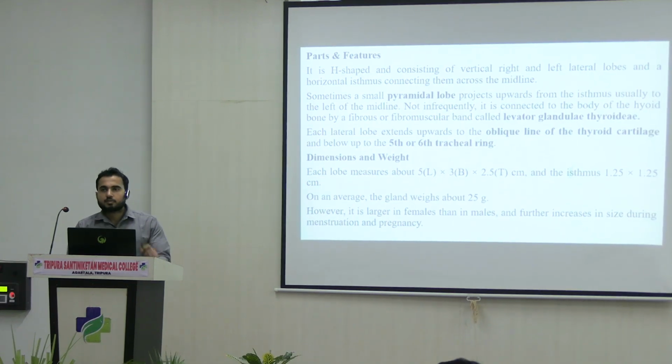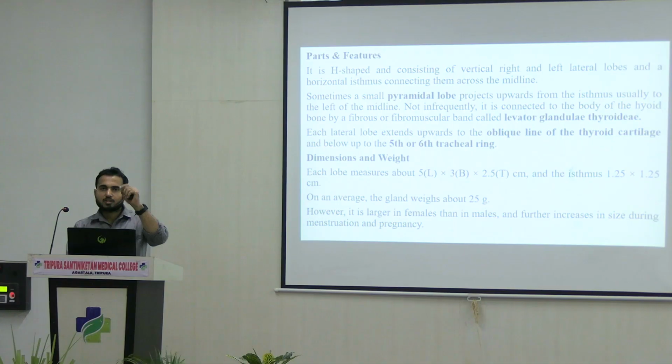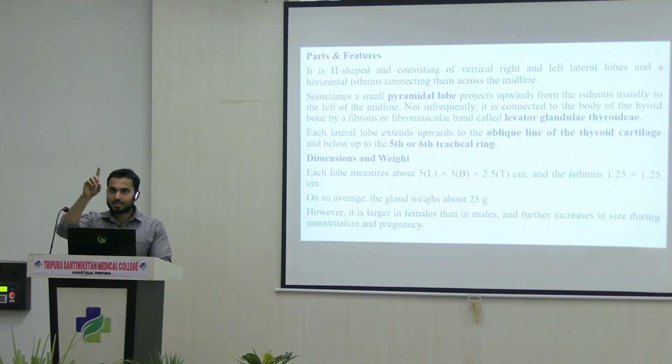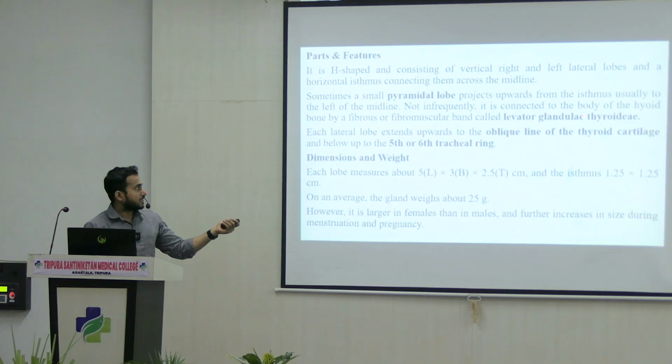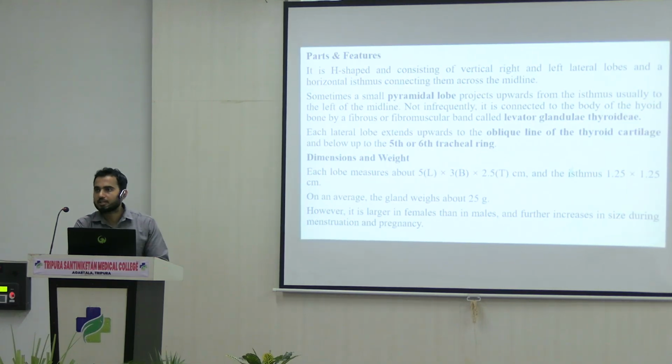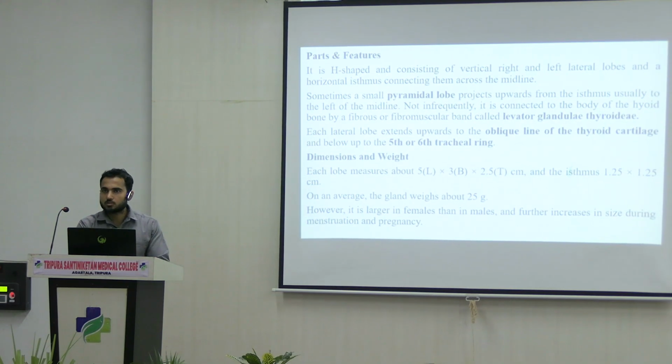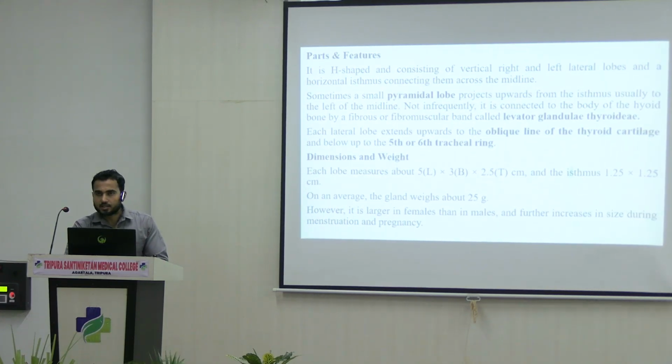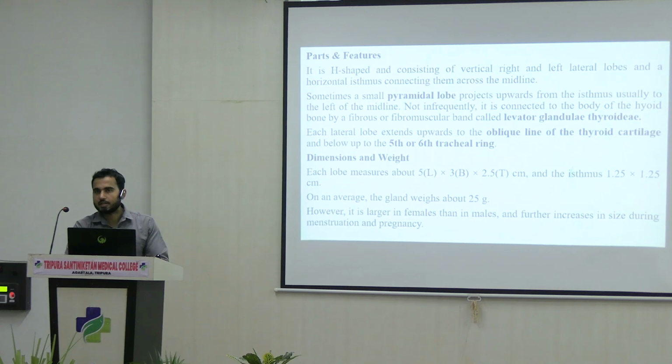Next, from the pyramidal lobe, a fibromuscular band extends and is attached to the hyoid bone above. That is called the levator glandulae thyroideae. It also comes under external features. Now, each lateral lobe extends from the oblique line of the thyroid cartilage to the 5th to 6th tracheal ring. Already I have mentioned that.